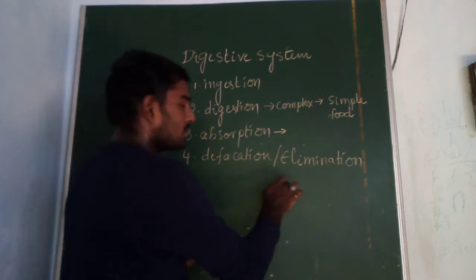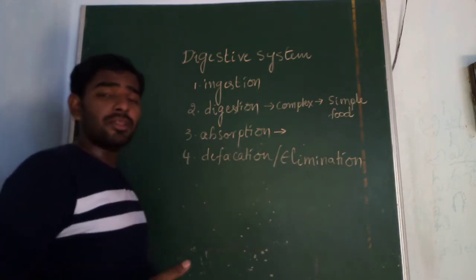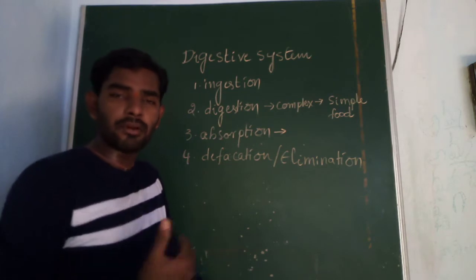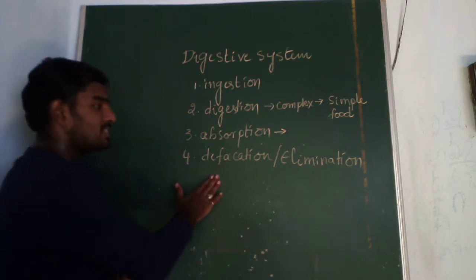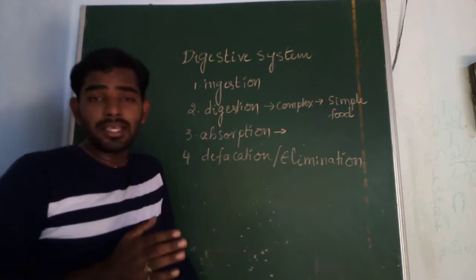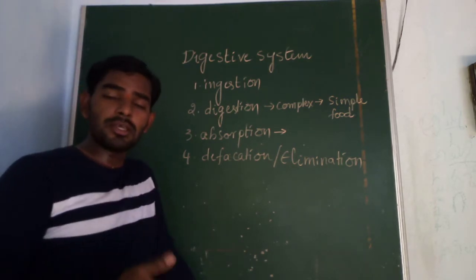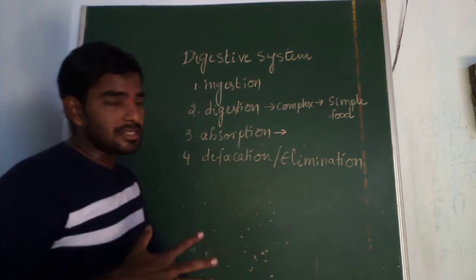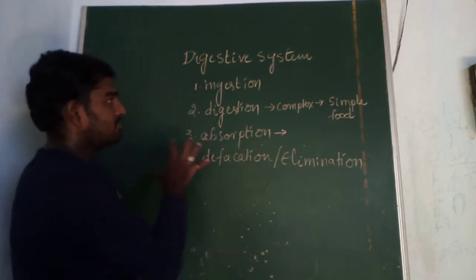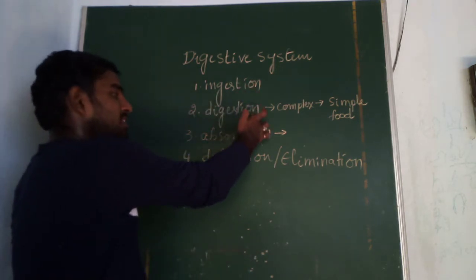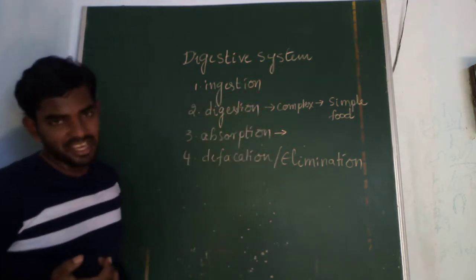And defecation: the elimination of the unwanted, undigested food from our human body by defecation or elimination. The solid waste is removed in the form of stools and the liquid waste is removed in the form of sweat and urine. So this is the process of digestion which takes place in the human body, consisting of four steps: ingestion, digestion, absorption and defecation.